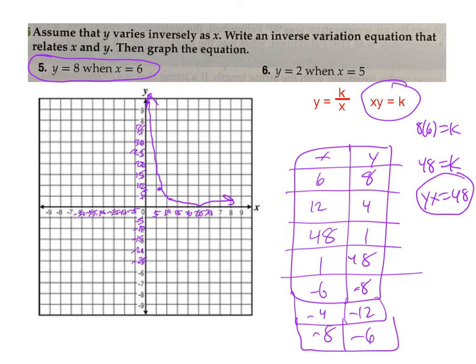Let's do that. So I'll use a red pen to graph our negative pairs. So -6, -8 would be about right here. -4, -12 would be about right here. -8, -6 would be approximately right here. And so you can see we're getting that opposite. If we did -1 and -48, that would really help us get another piece. -1 would be like here. So you can see that we're forming this opposite curve here. And so you see how it mirrors itself.